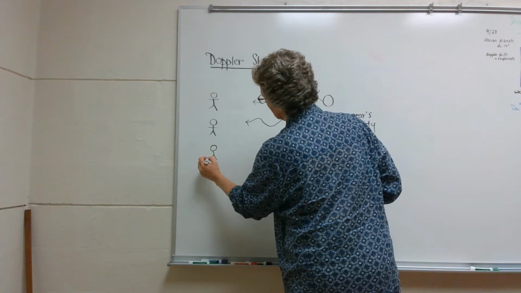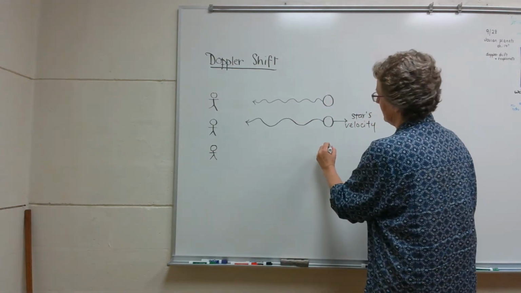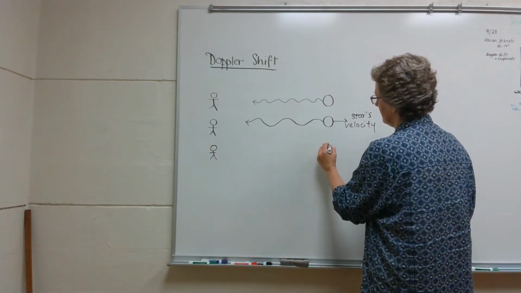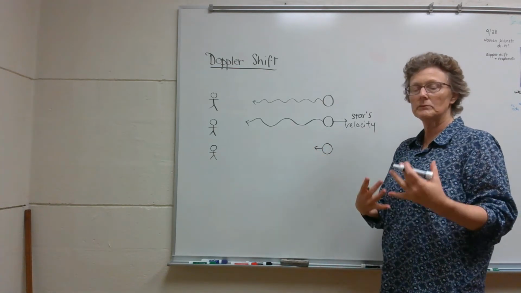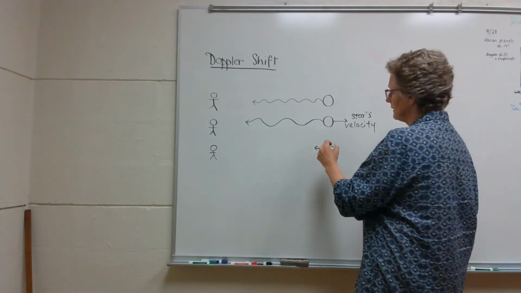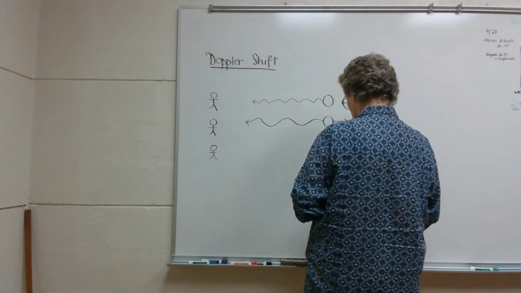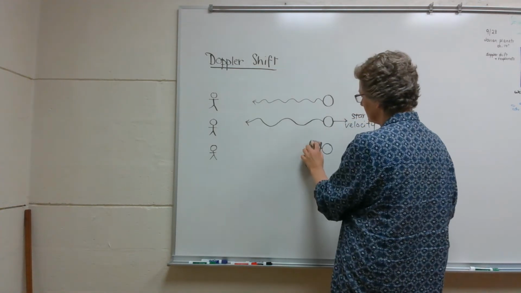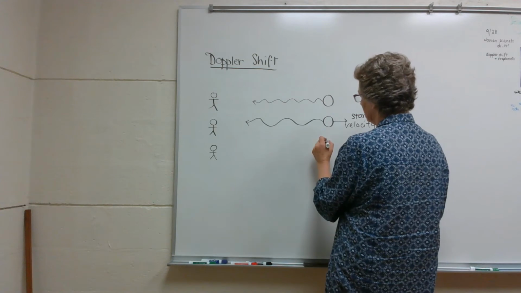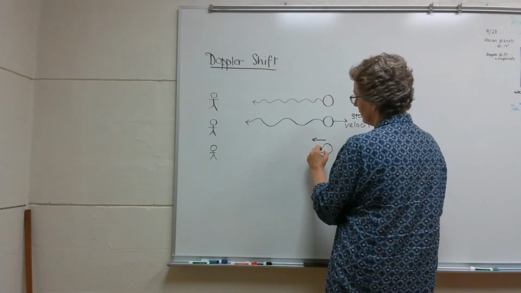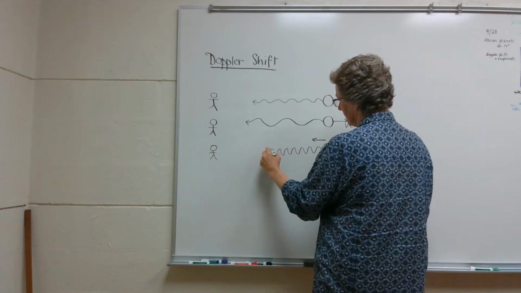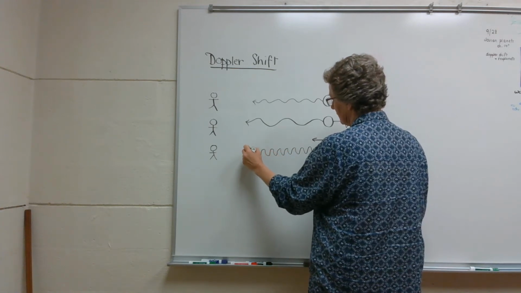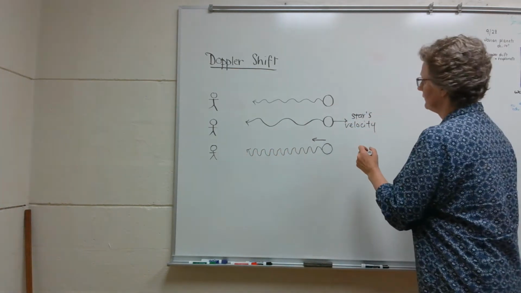And let's see the other possibility, which is that the star is moving towards us. So it's still emitting light at the same frequency, but because it's moving towards us, I think I'll put that up here, then it gets squished up. So we end up seeing light of a shorter wavelength.